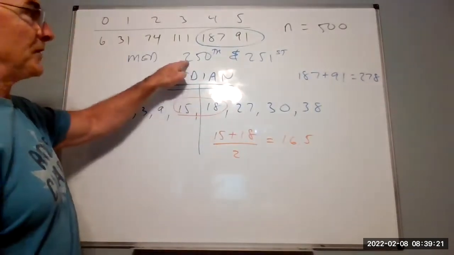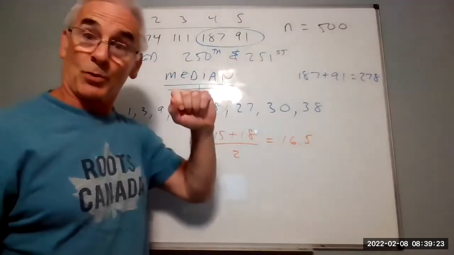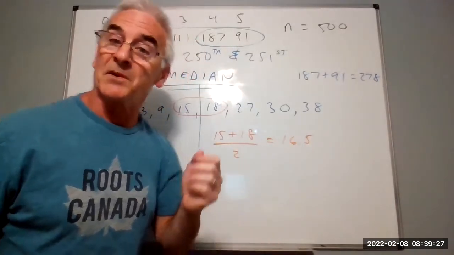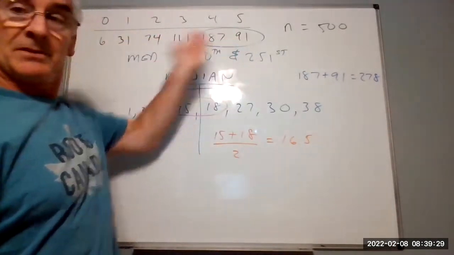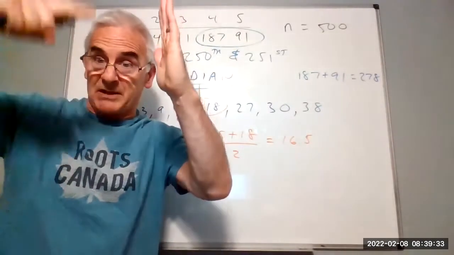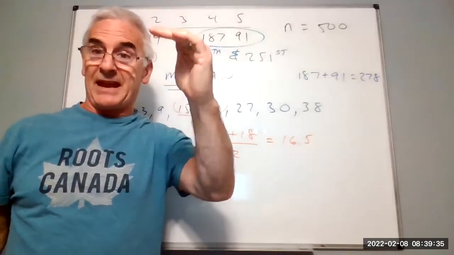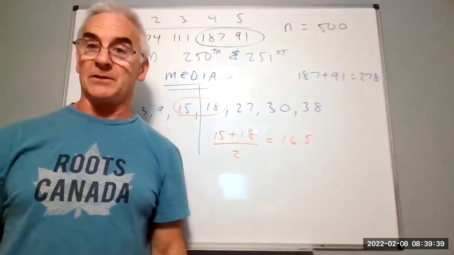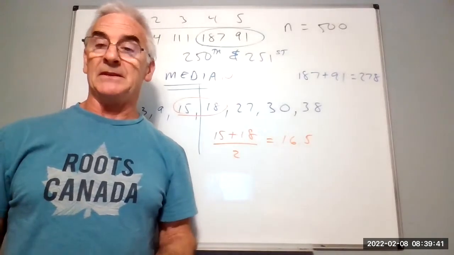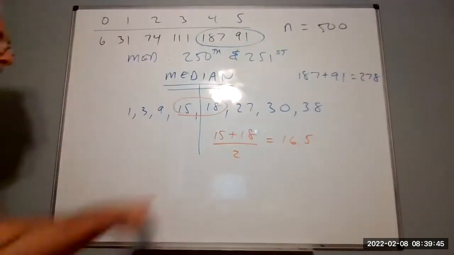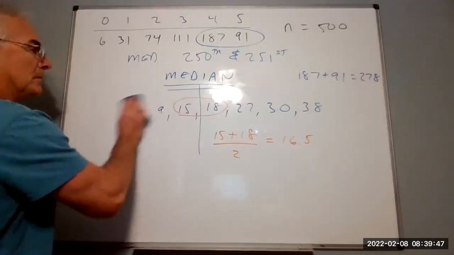So the 250th and 251st highest scores are both 4s, aren't they? So what is the median of this group of scores? It's going to be the number 4, because if I put them in order, the 250th and 251st scores are both 4s. So that makes my median a 4. The median, again, is the middle. It's not a calculated value other than doing this, but it's the middle.